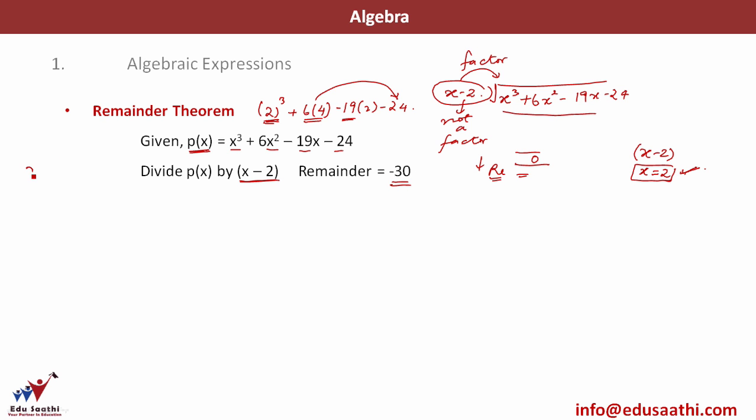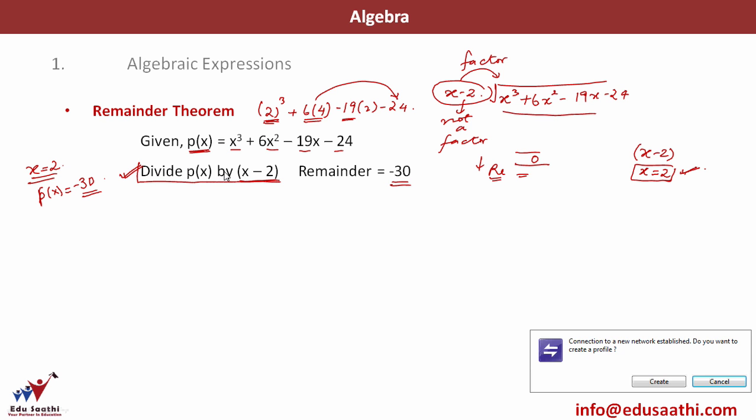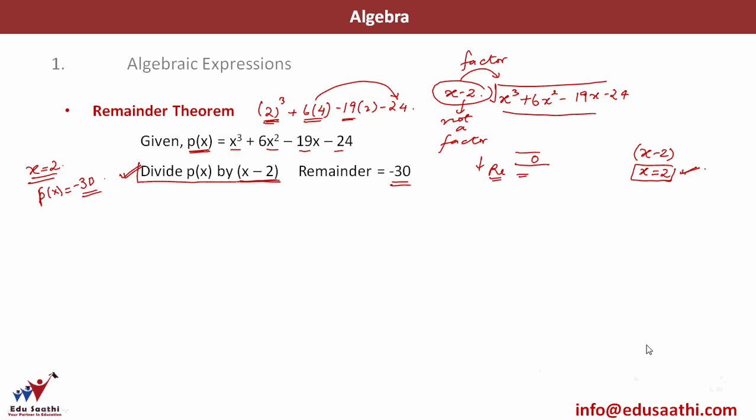So x equal to 2 is such an input where the value of output is coming out to be minus 30. Minus 30 would be the remainder when p(x) is divided by x minus 2. So it's a very, very simple thing that we have. If I divide by x minus 2, I'll get a remainder. If it is a factor, remainder would be 0. If it is not a factor, whatever value of output comes out is the remainder that we have.